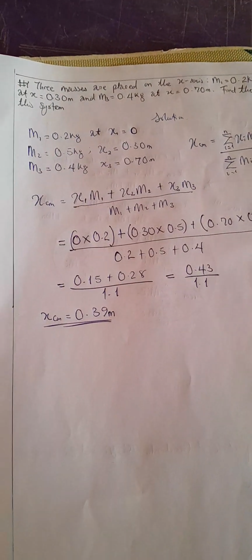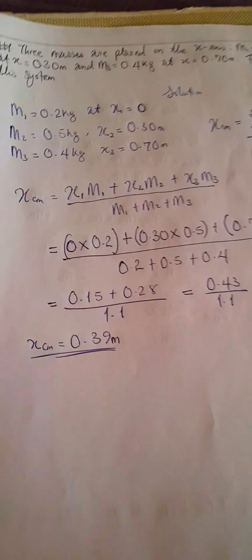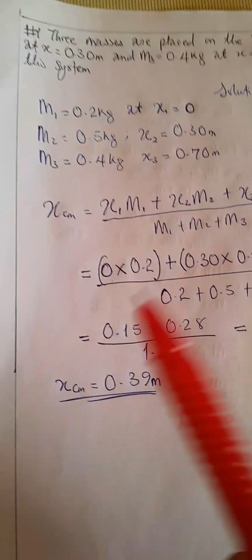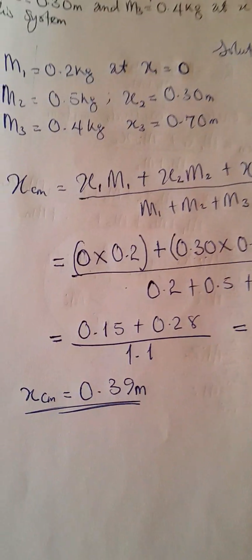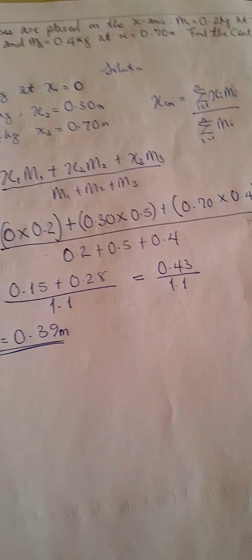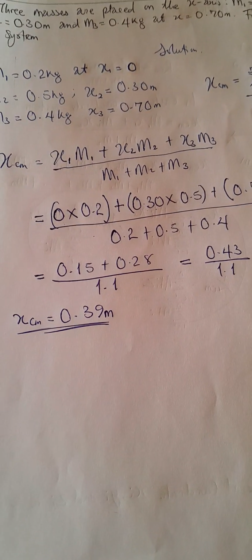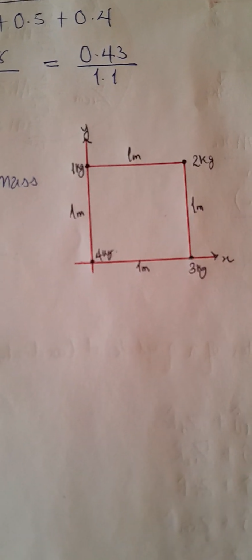After simplifying everything, xcm equals 0.39 meter. The reason I put it in brackets is that some of us can be tempted to just say 0 times 0.2 is 0 plus this. No, we need to follow the order of operations: we multiply before adding. So that's the final answer for question 1. Let's solve the next question. Question 2, this is what we're having, and we are asked to find the center of mass of this particle. The first thing we need to do is actually to help us solve it.